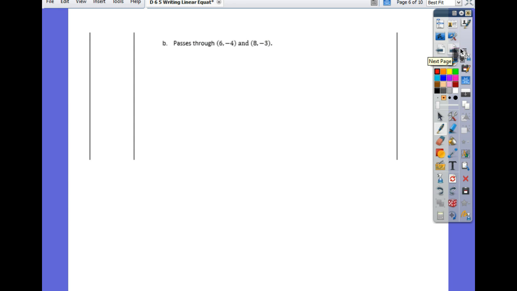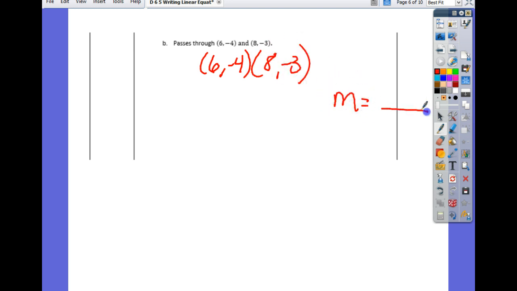Okay, another one. Last one, and then you're going to be on your own, due to time. I'm going to write these a little bit bigger. We've got 6 and negative 4, 8 and negative 3. You need to find your slope, your y-intercept, and then I need your equation. Hold your equation up. Once you get your equation correct, you can start your homework, which is pages 3 and 4 in your worksheet packet.